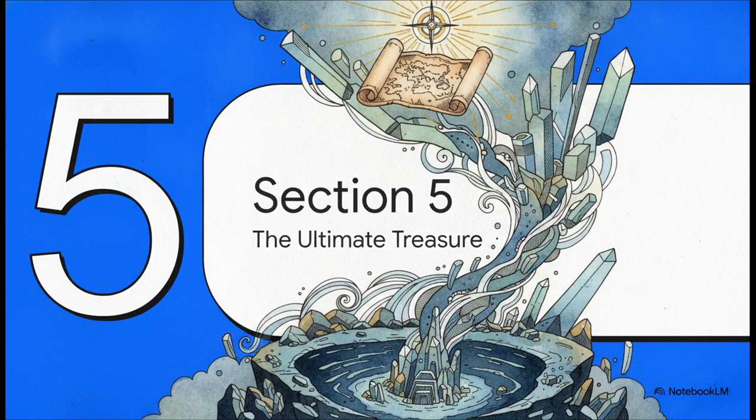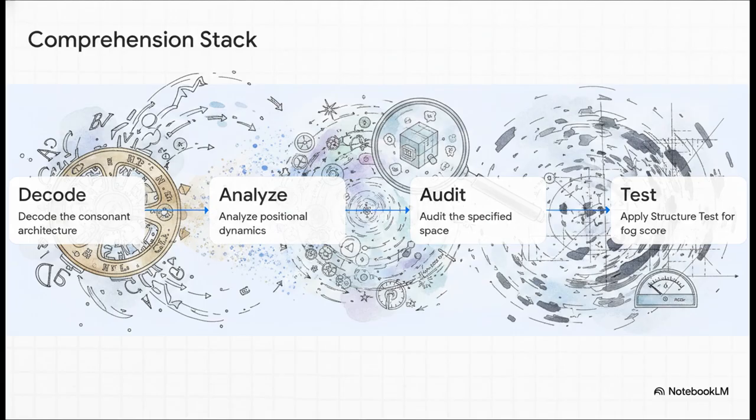Section 5. Claiming the ultimate treasure. We've navigated the language, we've found the traps, we've seen the geometry. Now let's extract the ultimate map to total psychological freedom. The sources don't just leave us hanging with theories. They provide a solution called the comprehension stack. Think of this as the master decoder ring we've been hunting for.